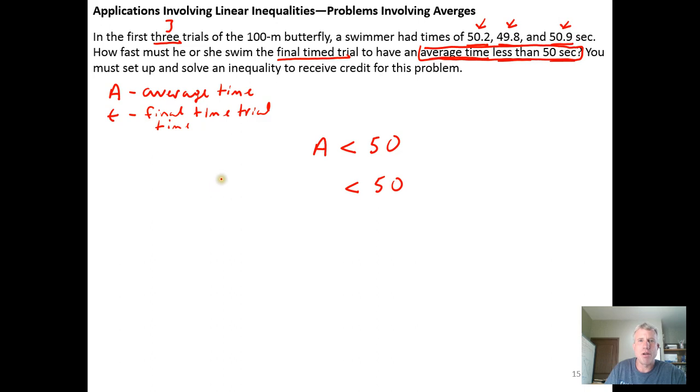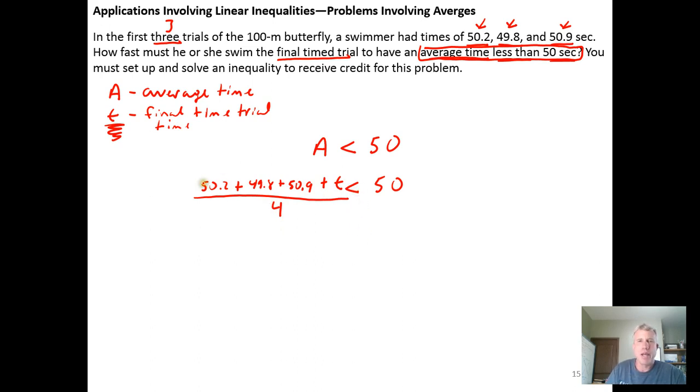So in this case, I have already swam 3 time trials. So I've swam 50.2 seconds plus I've swam 49.8 seconds plus I've swam 50.9 seconds plus I'm going to swim 1 more time trial, but I don't know what that time is yet. So plus the unknown time t. And you have the sum of the times needs to be divided by the total number of times. And I will have swam 1, 2, 3, 4 times. 3 known times and 1 unknown time for a total of 4 different time trials that I've swam.